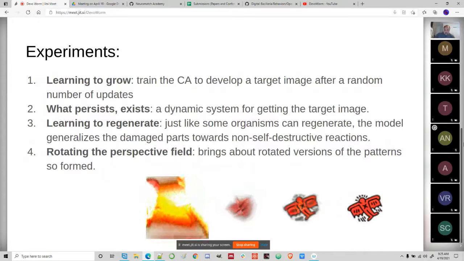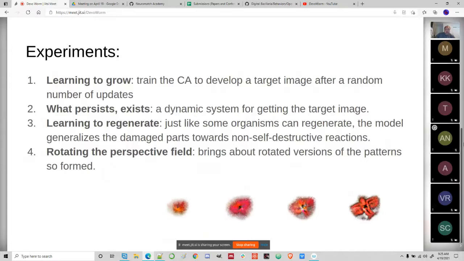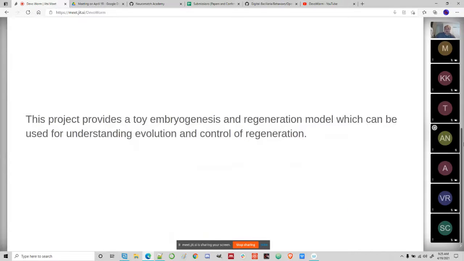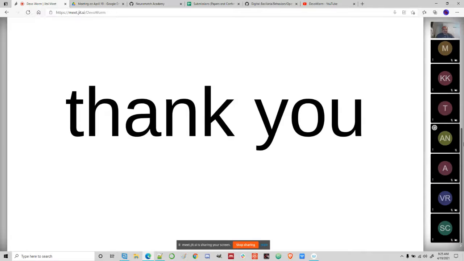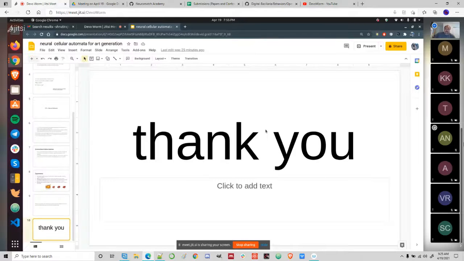The first one is something I'm half done with. I don't have very great results right now, but hopefully next week I'll have better results. This project basically provides a toy embryogenesis and regeneration model, which can be used for understanding the embryo and the control of regeneration. And this is what I've been doing recently. Well, that's good. Thank you.